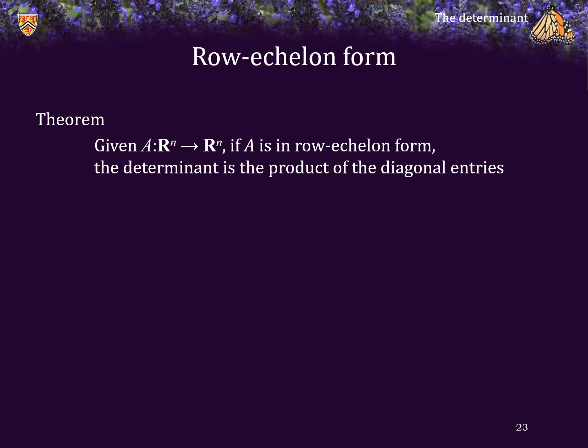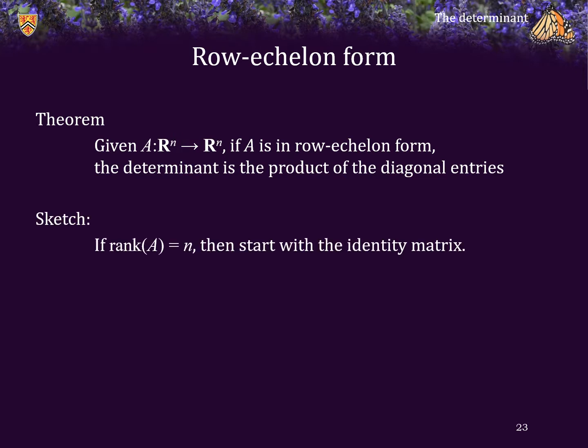Theorem. Given a matrix A that is square, and it is also in row echelon form, then the determinant is the product of the diagonal entries. Proof. Let us begin with the assumption that the rank of the matrix is equal to n. That is, the matrix must therefore be an upper triangular matrix with no zero entries on the diagonal. In this case, let us start with the identity matrix.